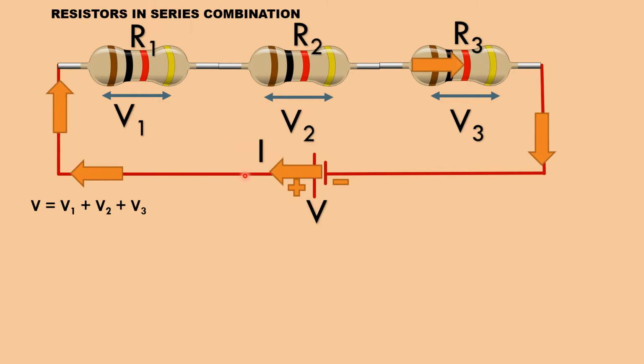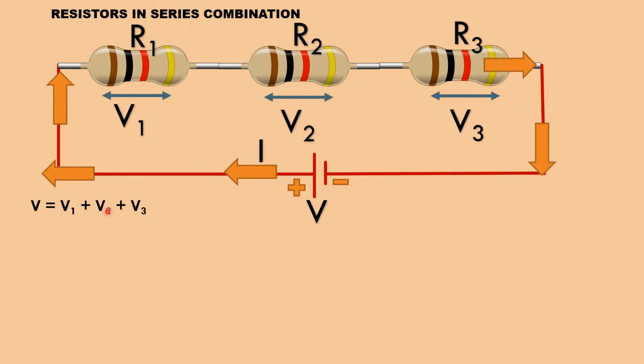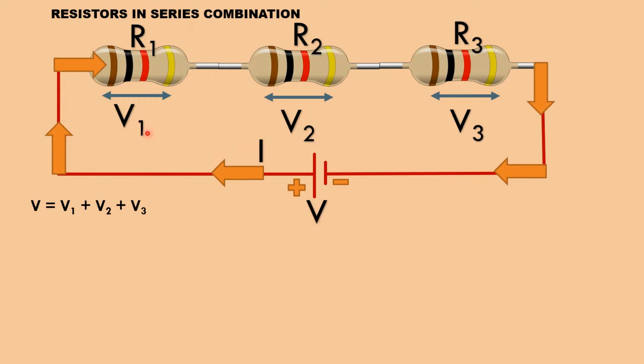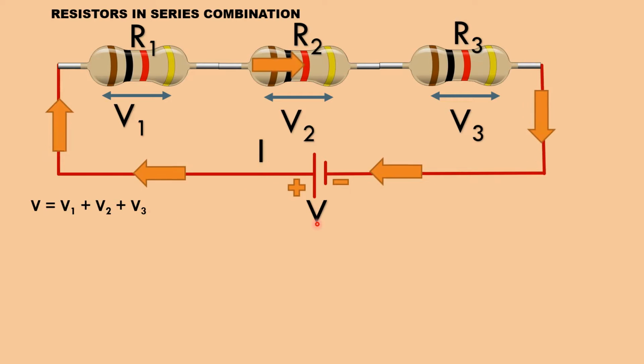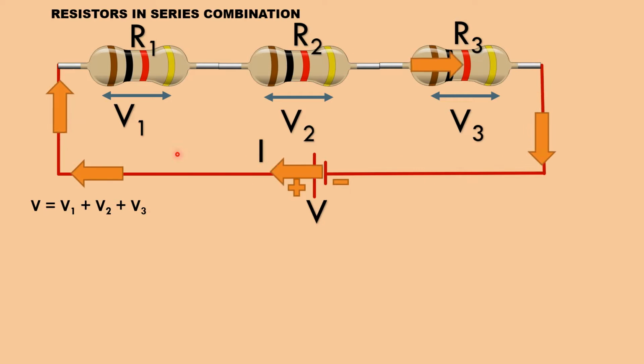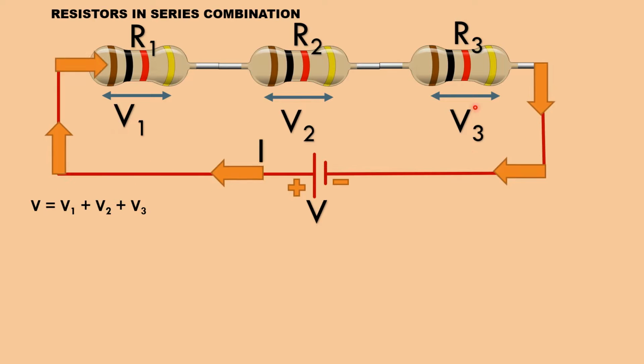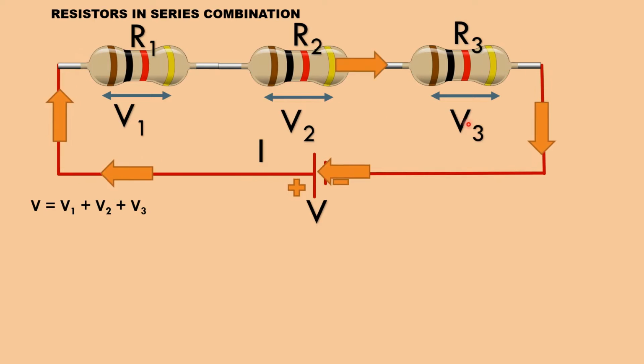Now here the applied potential is equal to V1 plus V2 plus V3. Hence the total potential supplied will be developed across each resistor as V1, V2 and V3. So the sum of these values will be equal to the total voltage.